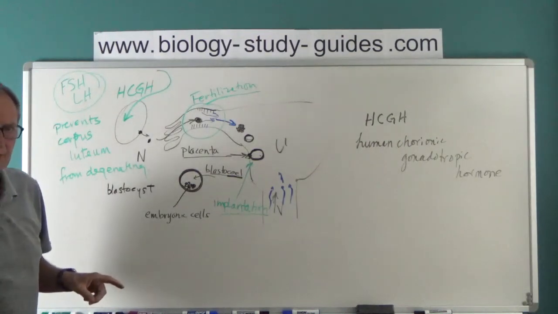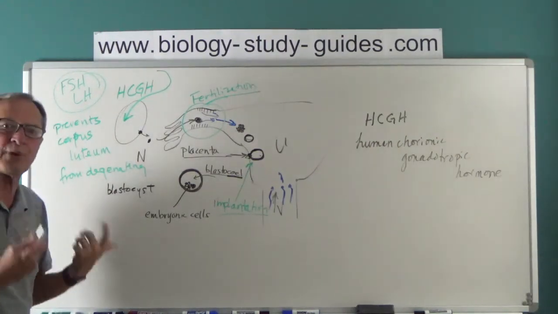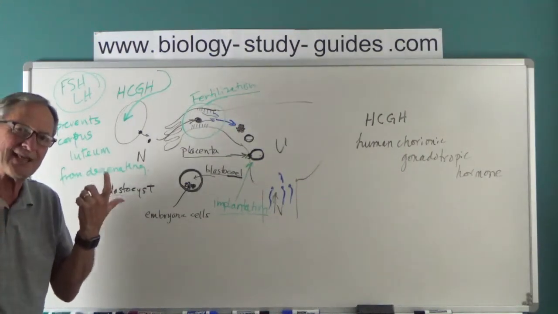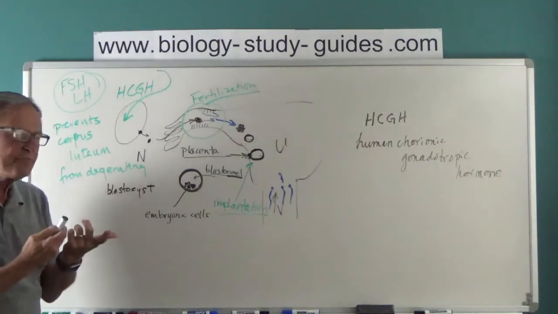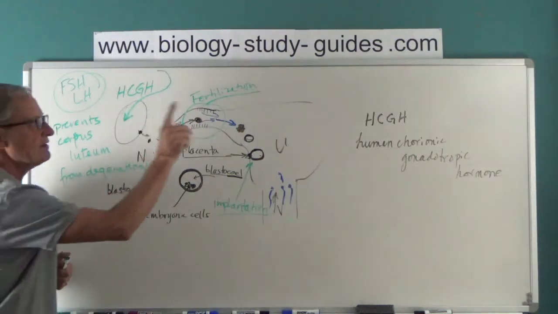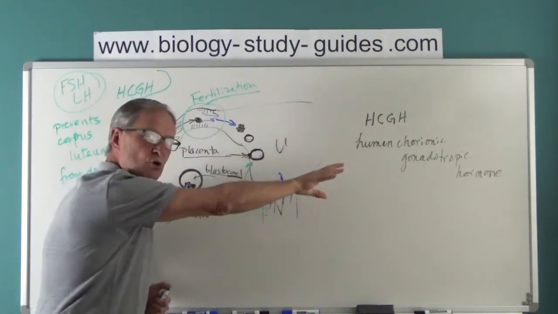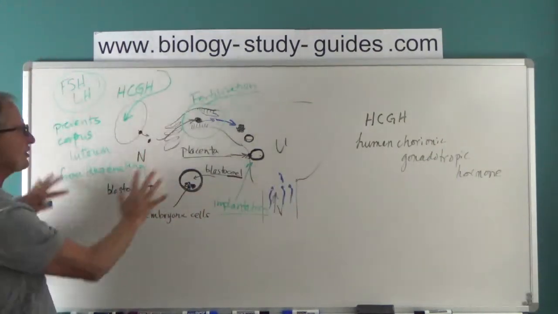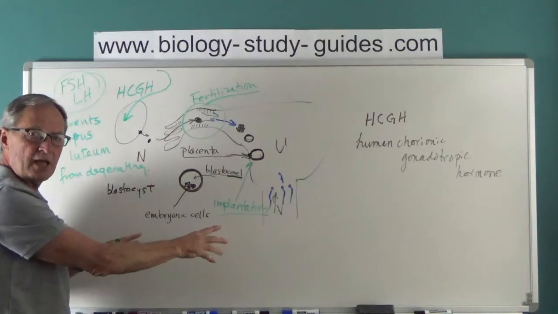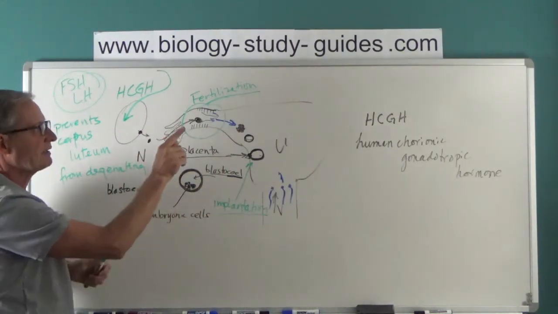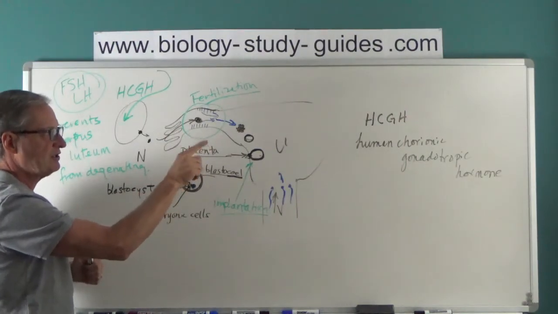Now, we're ready to identify exactly when pregnancy is. Pregnancy is identified as that point in time, or that period, at which this hormone begins to be produced. Because we know once that hormone's produced, this system isn't going to degenerate. And that's the beginning of pregnancy. Pregnancy is marked as the beginning of the production of HCGH.